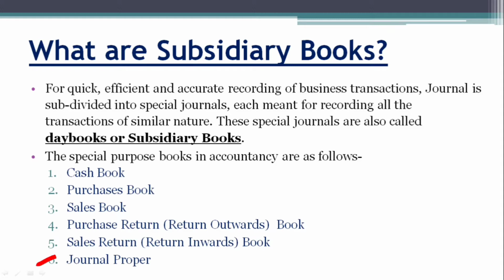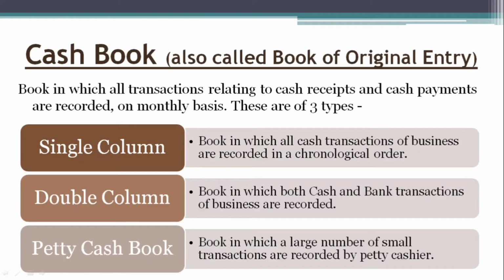Alright, and in today's session, we are going to start with the cash book. Cash book is also known as the book of original entry because all the transactions relating to the cash, whether it is receipt of cash or the payment of cash, are recorded in the cash book on a monthly basis. Okay, and cash books are divided into three categories, that is single column cash book, double column cash book, and the petty cash book. In today's session, we are going to cover single column cash book and the double column cash book. Alright, but what is a single column cash book?